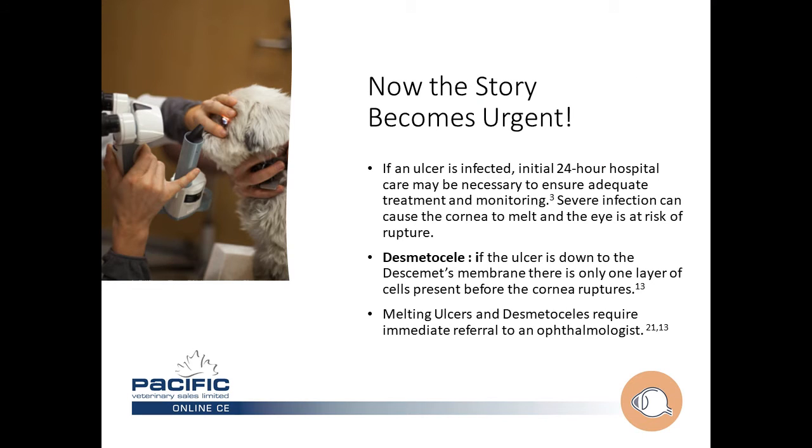Now the story becomes urgent. If an ulcer is infected, initial 24-hour hospital care may be necessary to ensure adequate treatment and monitoring. Severe infection can cause the cornea to melt and the eye is at risk of rupture. If the ulcer is down to the Descemet's membrane, there is only one layer of cells present before the cornea ruptures. Melting ulcers and descemetocele require immediate referral to an ophthalmologist.